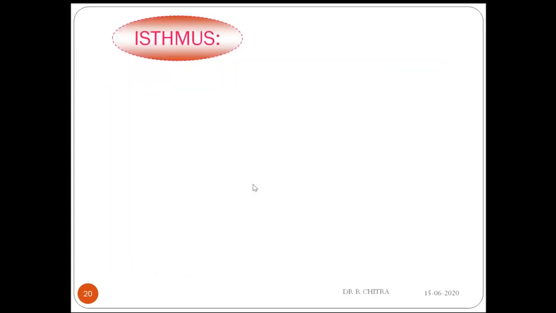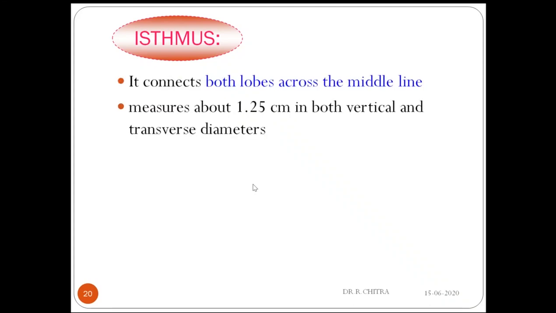Isthmus. Now we will see the isthmus, the next presenting part. It connects both lobes across the midline, and it measures about 1.25 centimeter, both vertical and transverse diameter. Sometimes the isthmus may be absent. What are the surfaces and borders of the isthmus? It is very simple. There is an anterior and a posterior surface, and an upper border and a lower border.